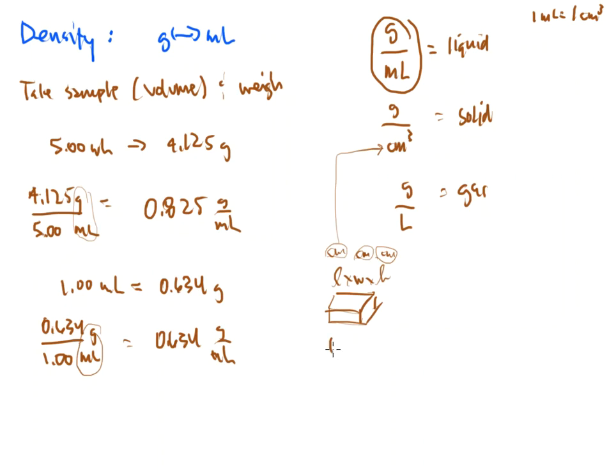Then you would take the mass of this object, whatever that object would be. You would take that mass, divide it by the length times width times height, and that will give you the density of that particular substance.